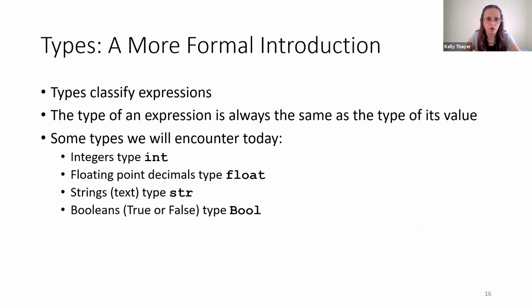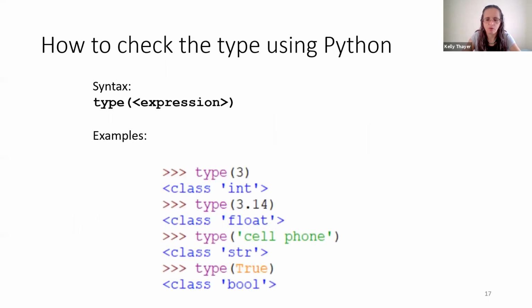So the types we'll encounter today are going to be the integers, the floats, the strings, and the Booleans. And these aren't the only types in Python, and we'll be learning more types as we progress through the course. And when we get to object-oriented programming in one of our very last lectures, we'll talk about how you can create your own. So one of the things we might want to do is check the type using Python.